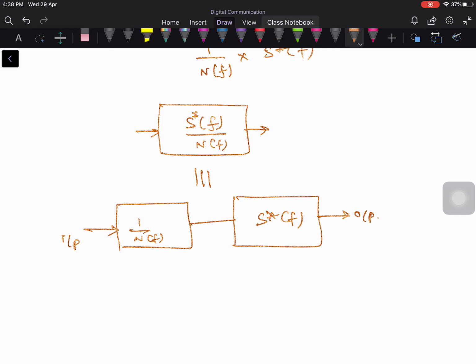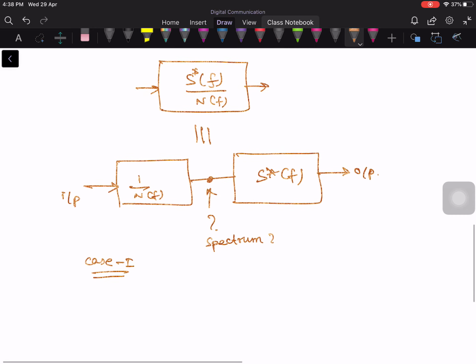So now let us look at the output at this point and see how it comes. What will be the spectrum of the noise here? Let us consider two cases. Case 1, input is only noise.